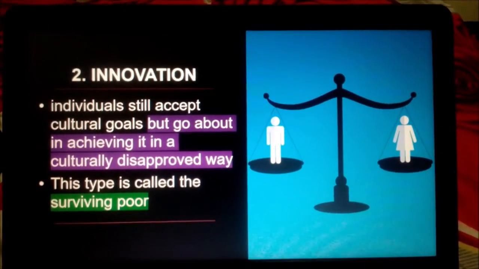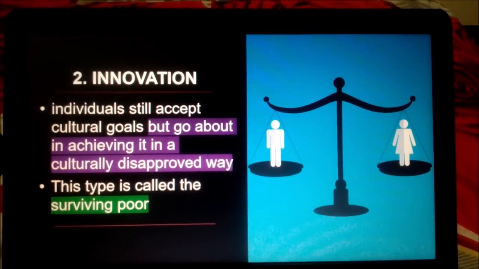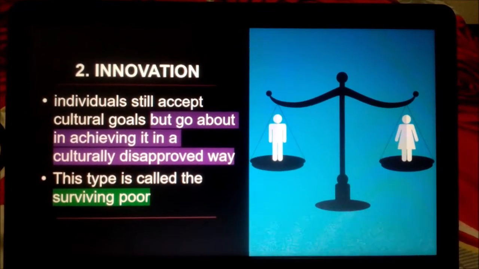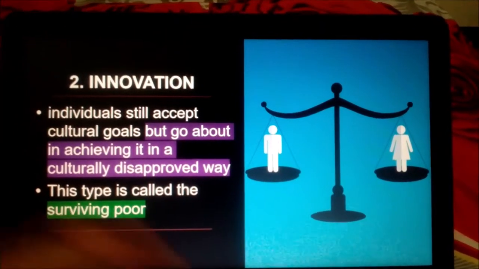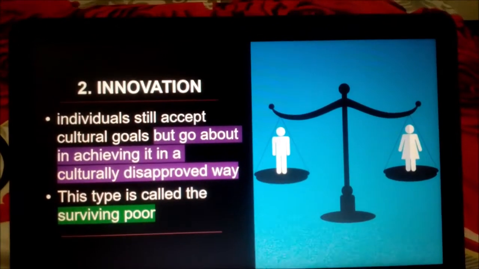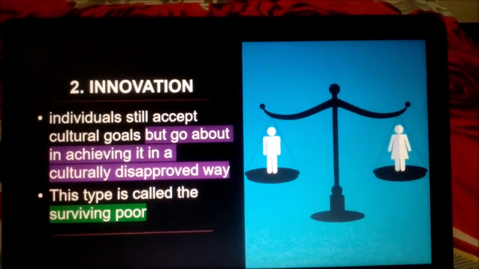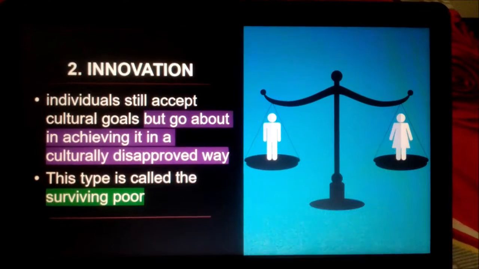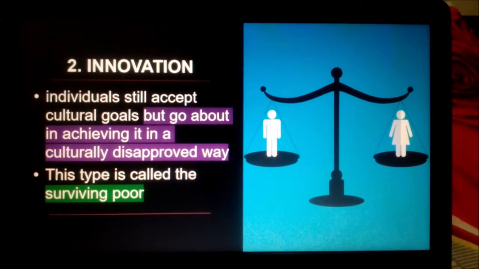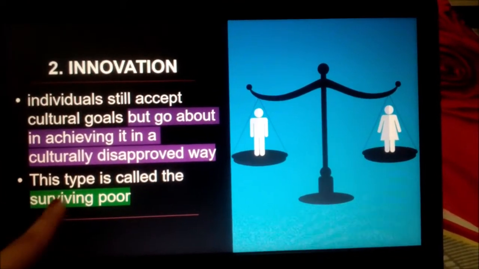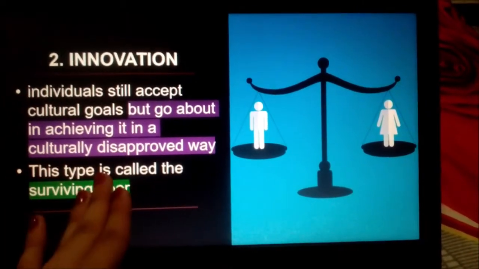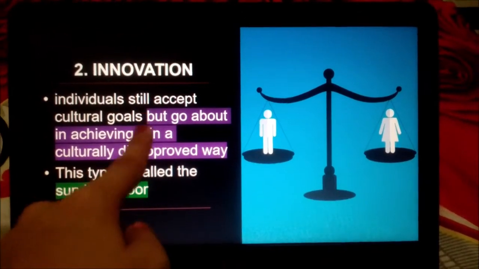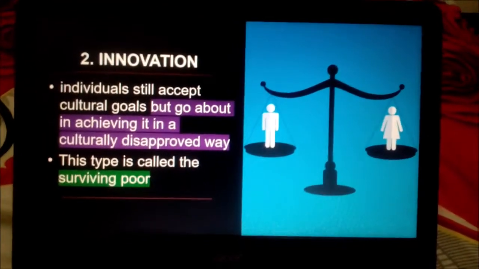Next one, innovation. So, innovation, it is individuals still accept cultural goals but go about in achieving it in a culturally disapproved way. So, it is positive or negative. So, parang ito yung kumakapit sa patalim, di ba? Surviving for. They are using their own efforts, but this is not in good way, but they are surviving for. Kaya nga, surviving na poor pa. Pilipilit nilang survive kahit mahirap sila, but it is more on the disapproved way, hindi katanggap-tanggap na paraan.